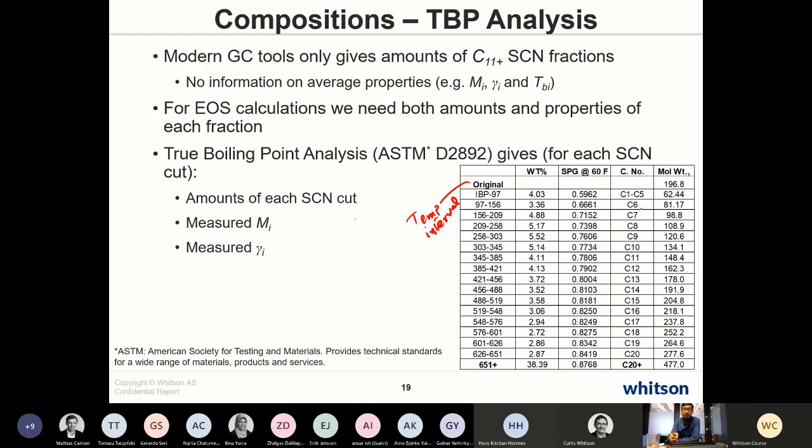For example, if you're doing it on a single carbon number basis, as in this experiment, then the C6 carbon number has this boiling point interval, and C7 has this boiling point interval. Then you have the measured molecular weights on the right. And this last one is the residue. That's usually obtained from the material balance, knowing the total mass and the density and the molecular weight of the sample.